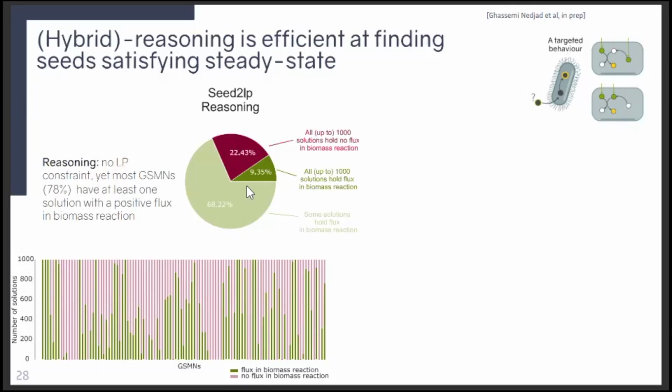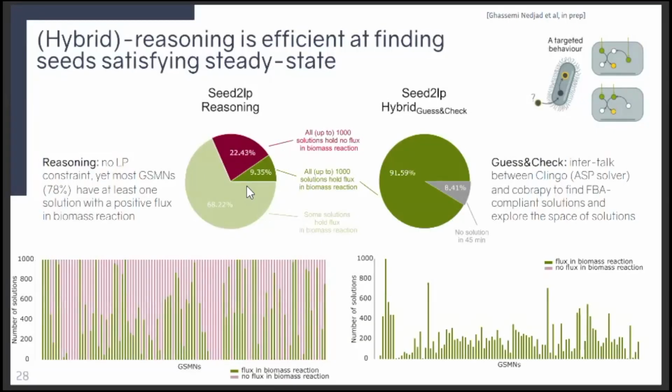But I told you that we are working with hybrid models. So here we can directly guide the solving and keep only the models that satisfy steady state and provide the users only with those models. And this works for 91% of the networks. And for 8% of them, we just couldn't reach a solution in 45 minutes.